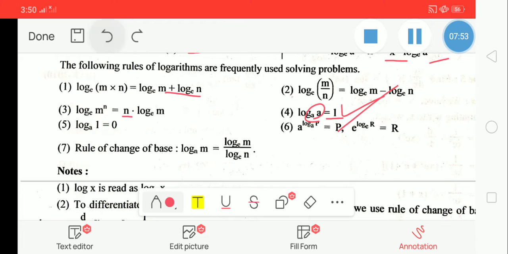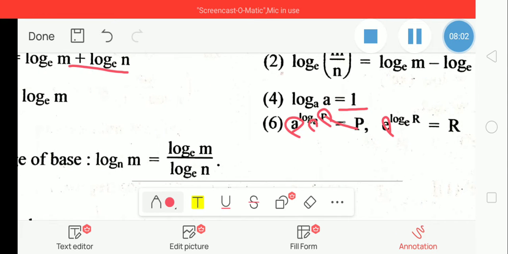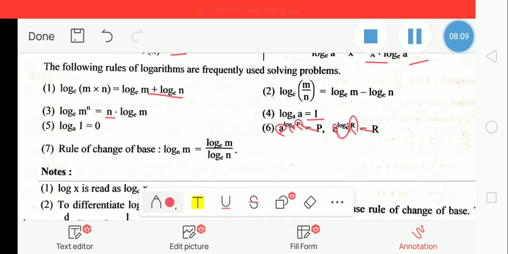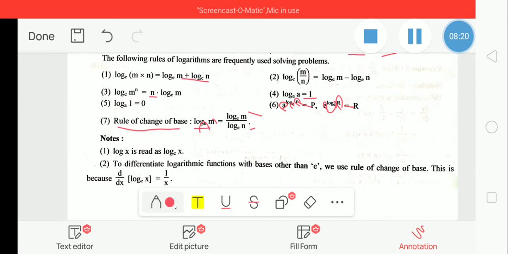Then we also know that a to the log of p to the base a gives p, and e to the log of r to the base e, since the base e is the same, gives r. And the rule of change of base, we know that log of m to the base n is log of m divided by log of n. So we use these logarithmic rules and solve the sums.